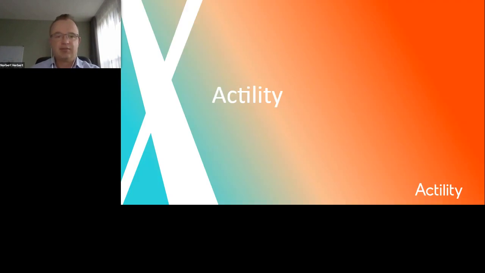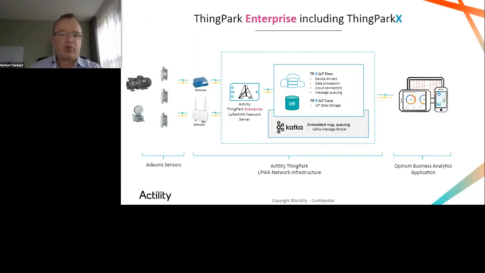So what is Actility providing? What Actility is providing sits between the application server on the right and the end devices on the left. So you can see there the gateways and a LoRaWAN network server. Let me use my mouse here. So this is the network server we provided, the ThinkPark Enterprise LoRaWAN network server solution.